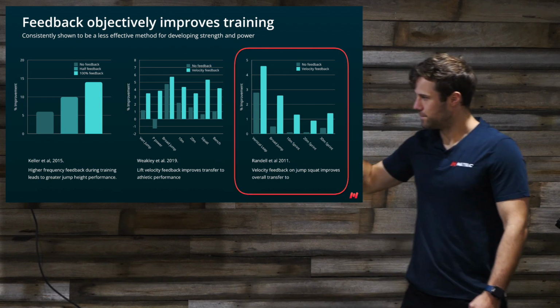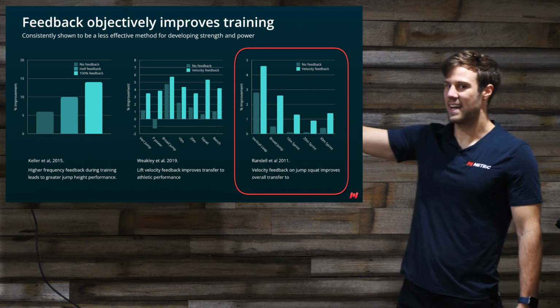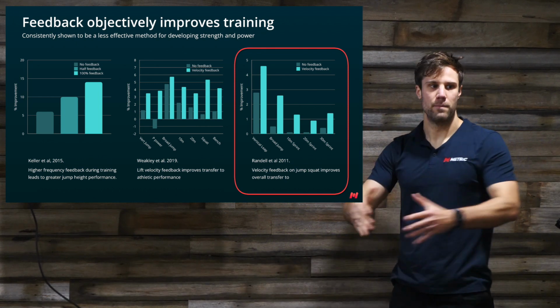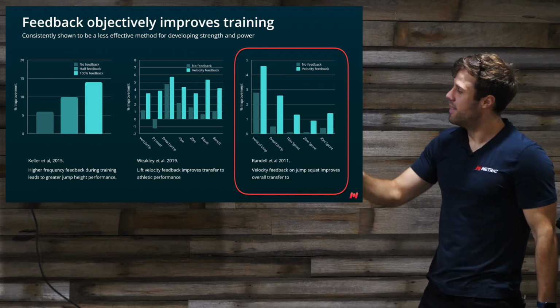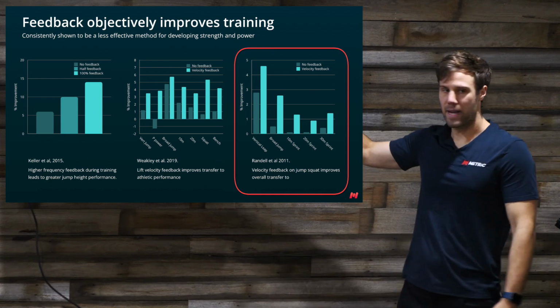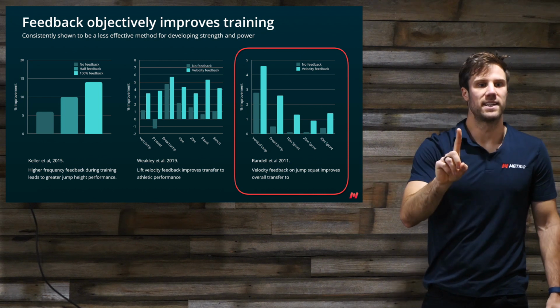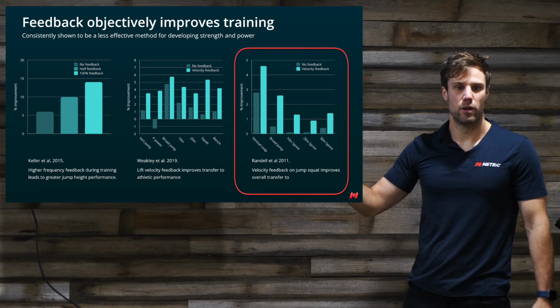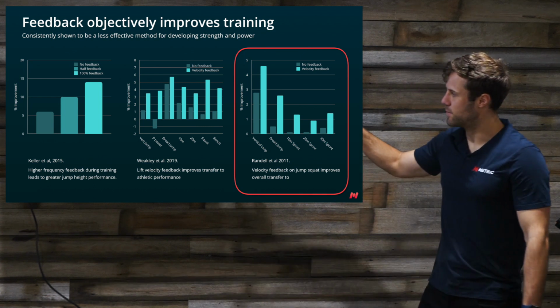These two studies did a really clever thing. They had the exact same programs. There were teams of rugby players. Group A did one program, Group B did exactly the same program. The only difference was the feedback group got velocity feedback on one exercise in their program, their squat jumps at the start of the workout. They then did the program for 8 weeks and then compared their field-based performance afterwards.